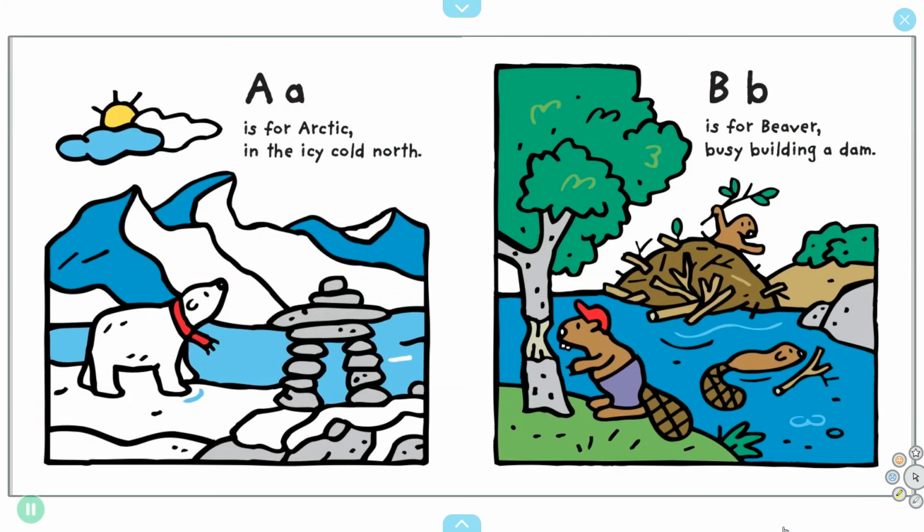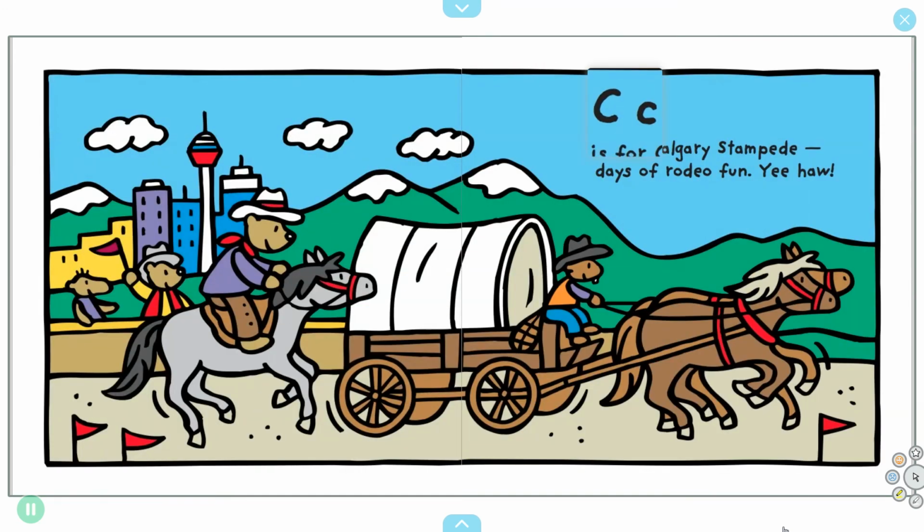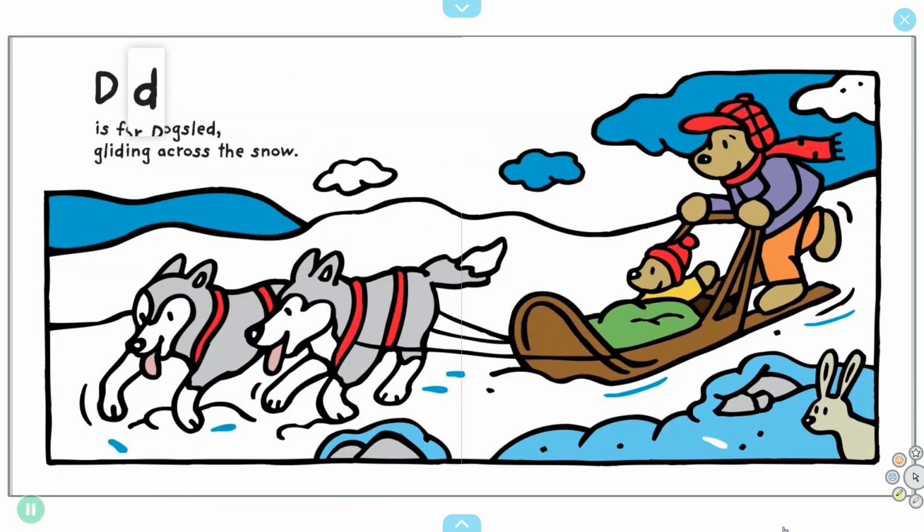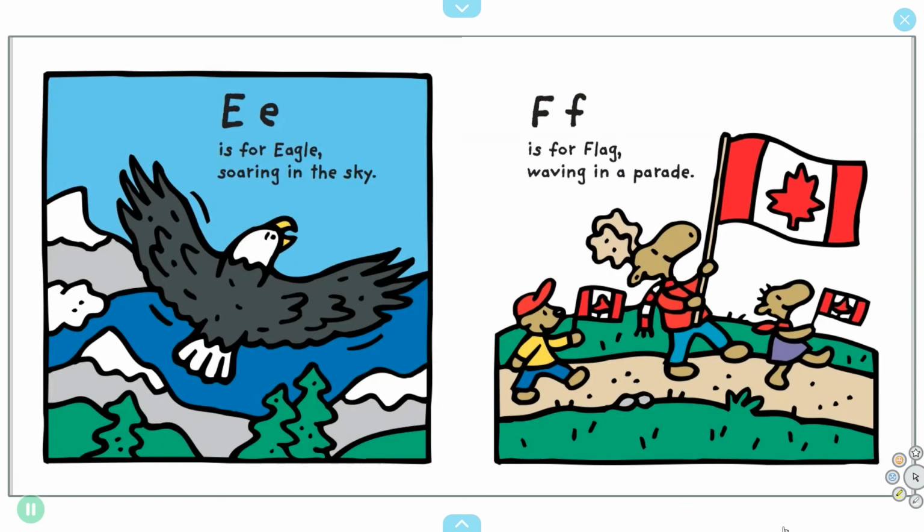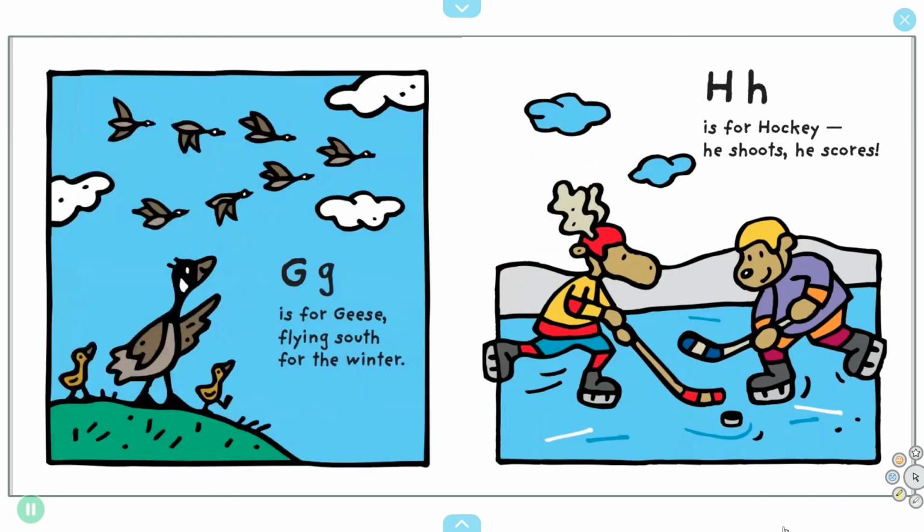A is for Arctic, in the icy cold north. B is for beaver, busy building a dam. C is for Calgary Stampede, days of rodeo fun. Yeehaw! D is for dog sled, gliding across the snow. E is for eagle, soaring in the sky. F is for flag, waving in a parade. G is for geese, flying south for the winter. H is for hockey. He shoots, he scores!